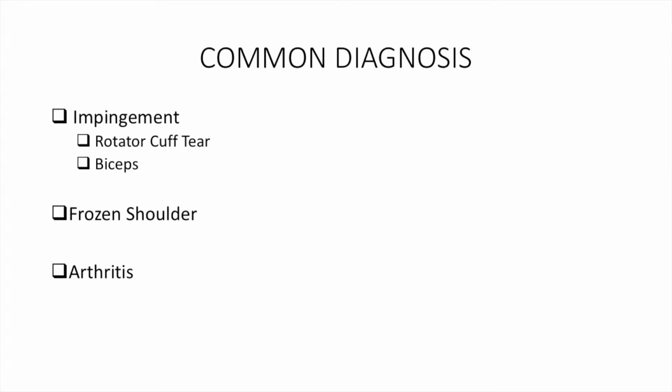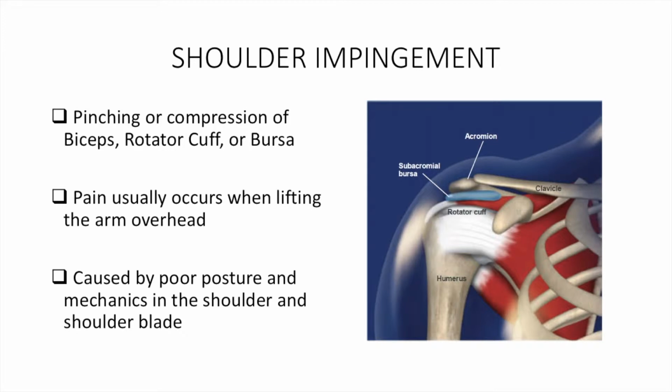So for diagnosis, the biggest diagnosis that we typically see is called impingement, or shoulder impingement. Underneath that, I have rotator cuff tear or biceps, because typically impingement will cause rotator cuff tendonitis, rotator cuff tear, or something to go wrong with your rotator cuff, and same thing with the biceps. The next diagnosis is frozen shoulder. And the next common diagnosis we see is arthritis. I'll take you through each of these diagnoses so you get a feel for what they are and see if this sounds similar to what you're going through.